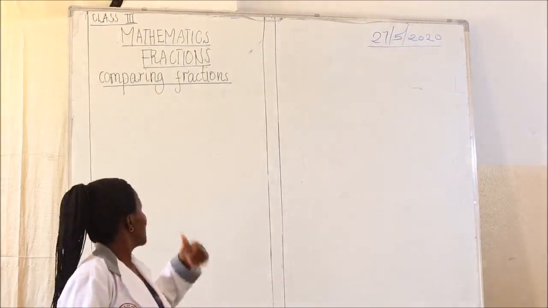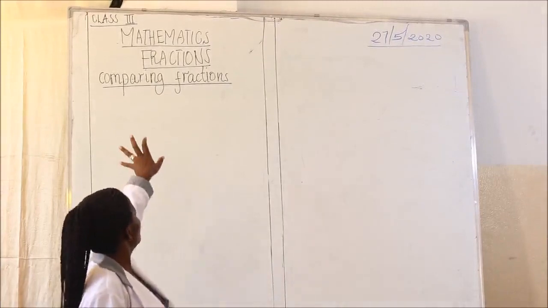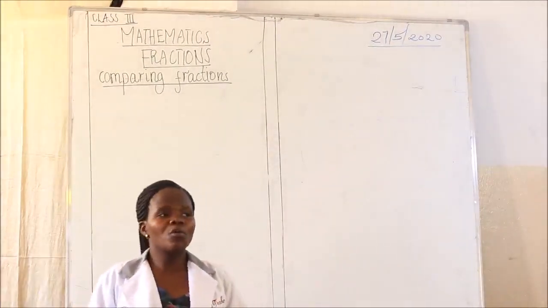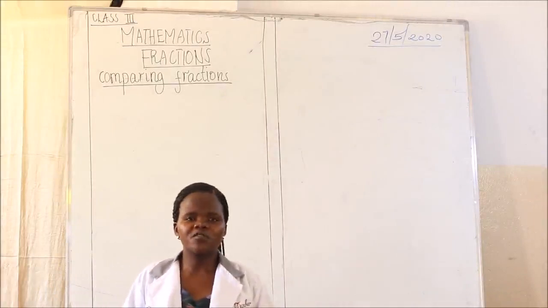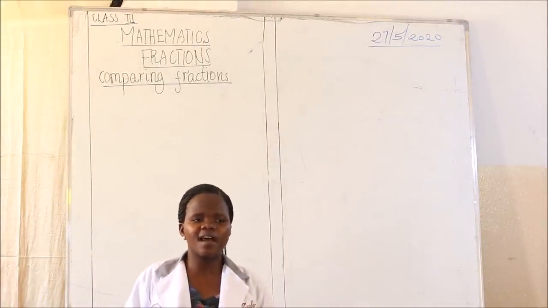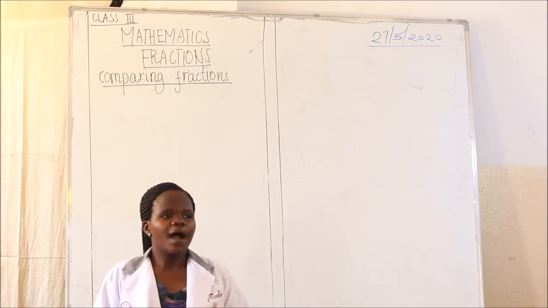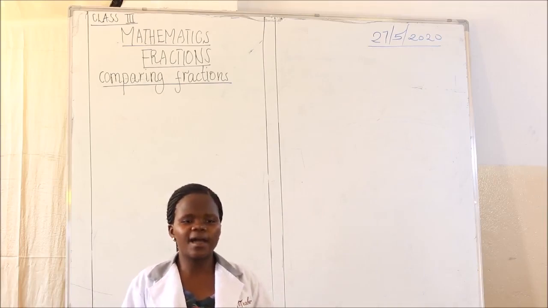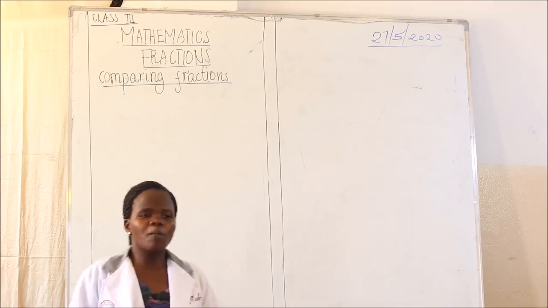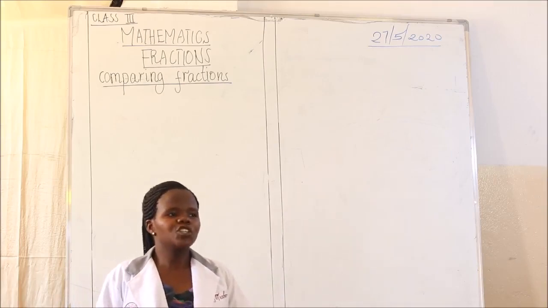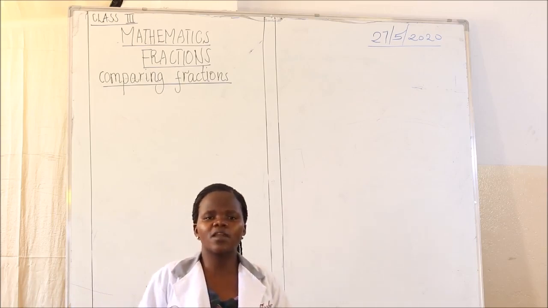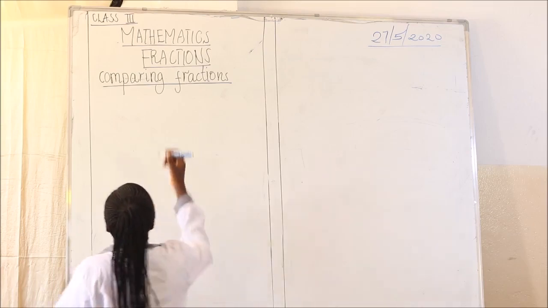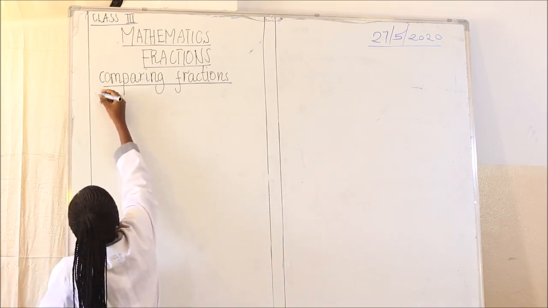Now, introduction: let us know the meaning of comparing fractions. When we are talking of comparing fractions, we mean that we are checking which fraction is greater than the other or bigger than the other. And again, we are checking which fraction is less than the other, or if the fractions are exactly the same. So comparing fractions means checking which fraction is greater than the other, less than the other, or exactly the same.